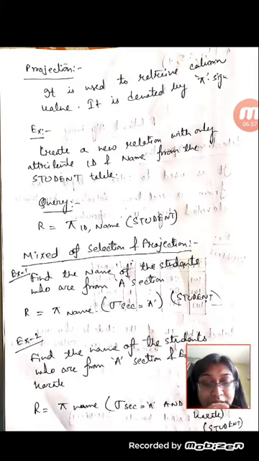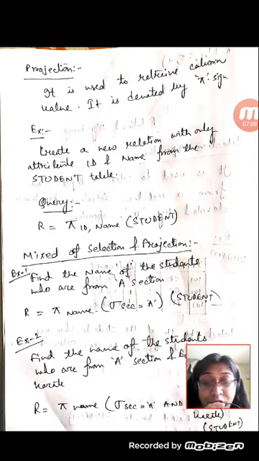Now name is the attribute. Okay, so here name is the attribute. We want the whole data of the name attribute. There is no particular name mentioned here. We have to get the whole data from the name column. So when we want to retrieve a column value, we have to mention pi. So pi name.